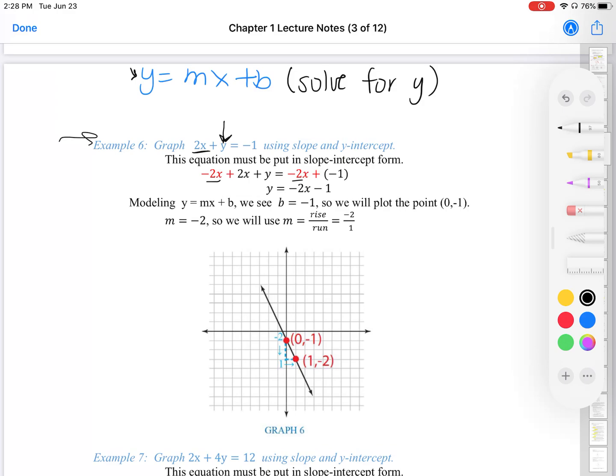We now have our slope-intercept form. This lets us easily pick out our y-intercept, which is -1, and our slope, which is -2. Let's write it over 1.